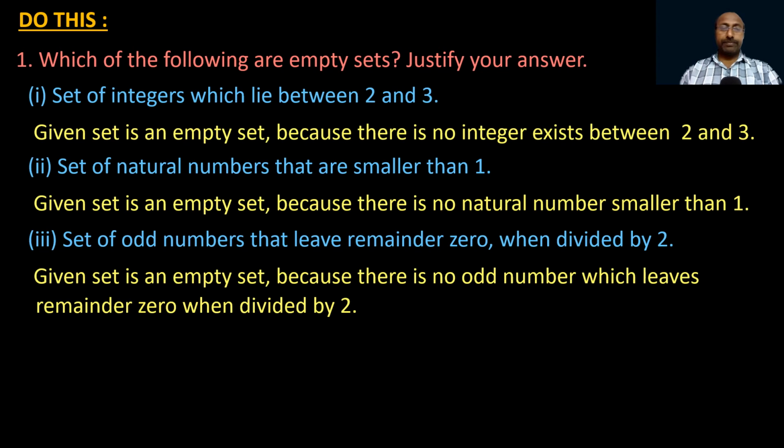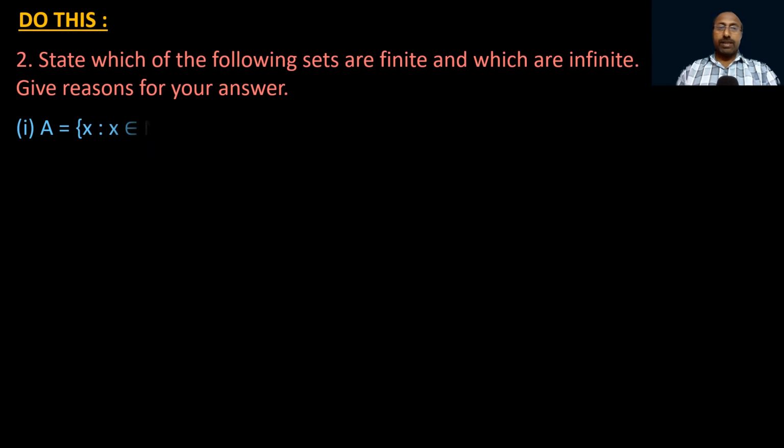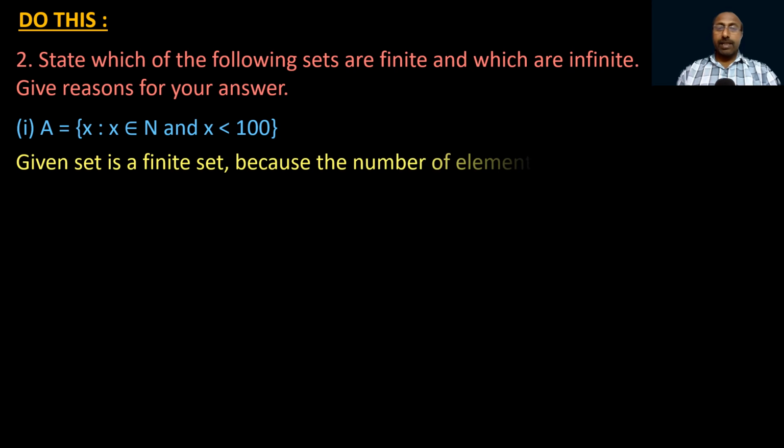Take the next one. State which of the following sets are finite and which are infinite. Give reasons for your answer. First one, A is equal to the set of x such that x belongs to N and x is less than 100. So it is clearly a finite set because in this set the natural numbers which are less than 100 exist, that is 1 to 99. So clearly it's a finite set because the number of elements in the given set is countable.